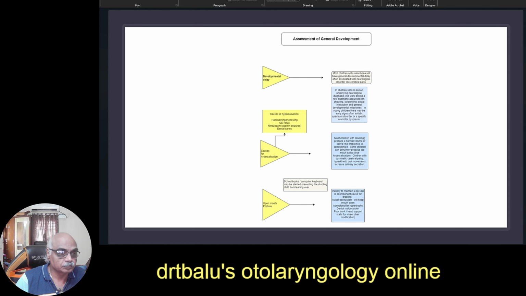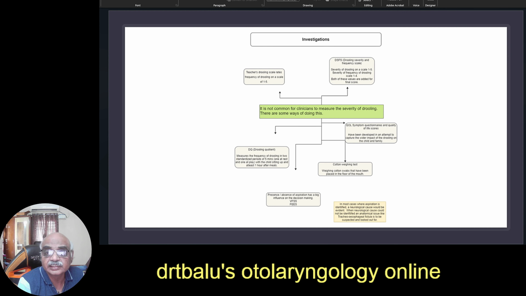Next, let us go into the aspect of investigation. Actually, there are various scales by which you can rate drooling. The commonest and the earliest of these scales happens to be the teacher's drooling scale, and this is rated on a scale of 1 to 5. And then there is something called drooling severity and frequency scale, where the severity of drooling is rated on a scale of 1 to 5, and then frequency of drooling is again rated on a scale of 1 to 4, and both these scales are combined together to arrive at a final scoring.